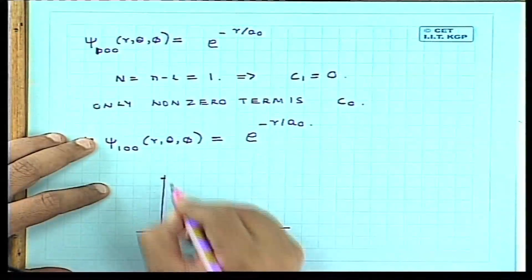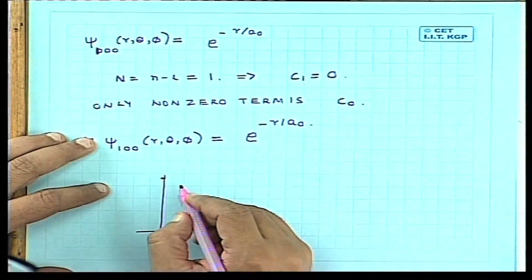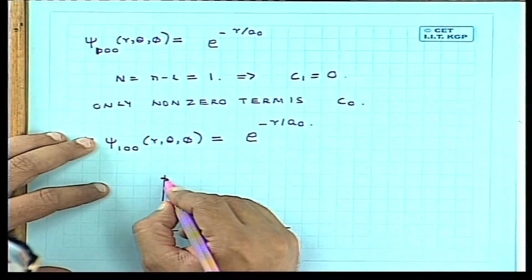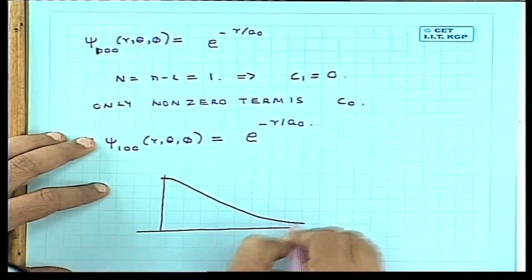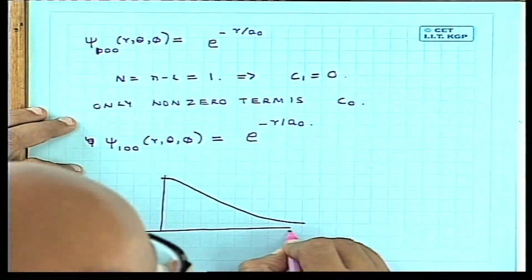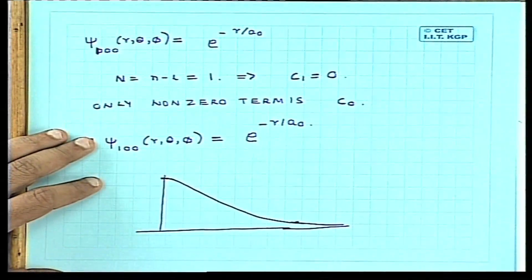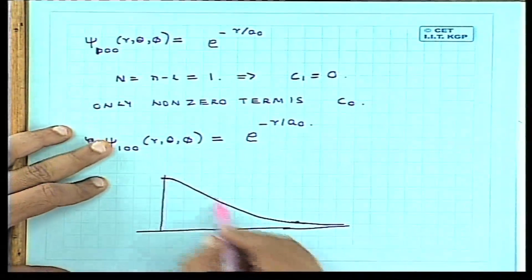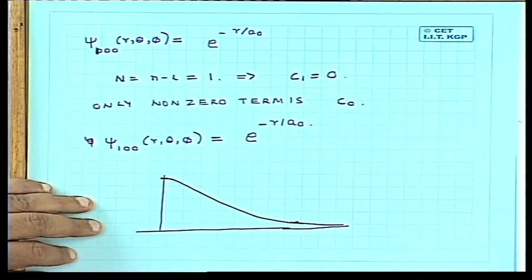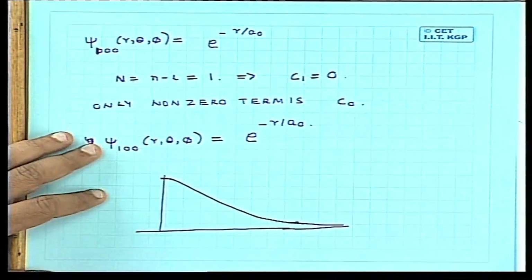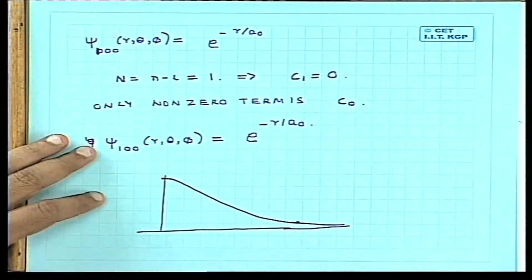So it has the value 1 at r equal to 0, and then it falls off exponentially, never going to 0. It just dies away exponentially. And the length scale for this exponential decay is a naught, the Bohr radius. So this is the ground state wave function. There is a coefficient of normalization which you can easily determine.